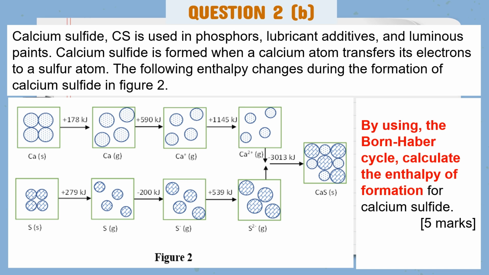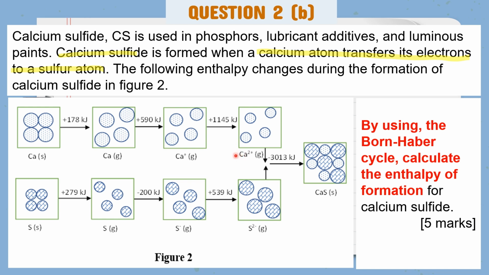So in this case, calcium sulfide is formed when the calcium atom transfers its electron to the sulfur atom. If you look at the diagram, calcium solid changes to calcium gas. From calcium gas, it removes 1 electron to become Ca+, and then we remove another electron to become Ca2+.